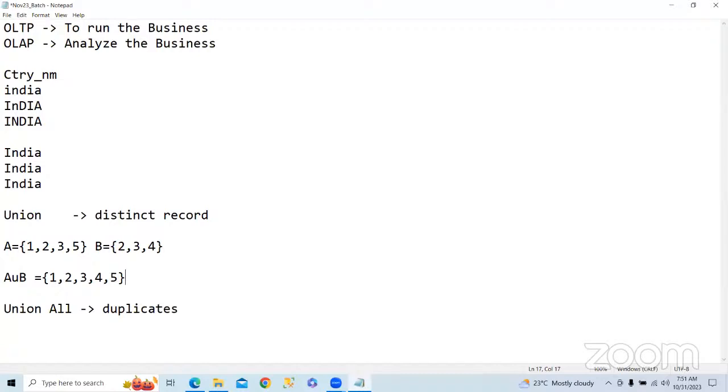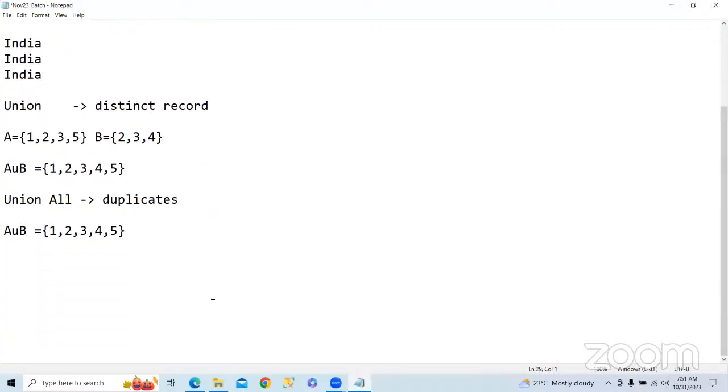But in union all, it's totally different. It will allow the duplicates. In DataStage, we have a funnel stage that will allow the duplicates. So A union all B gives 1, 2, 3, 5, 2, 3, 4, with the duplicates 2, 3 kept. Got it? Union all will allow the duplicates; union won't allow the duplicates.